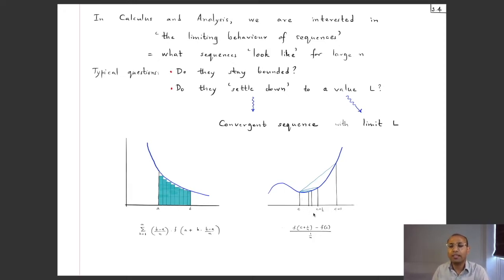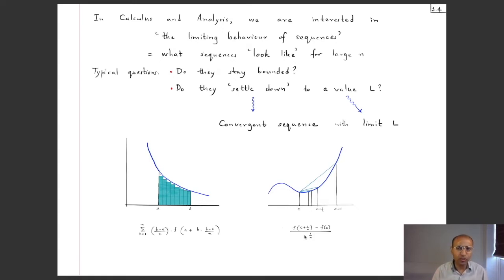If you take a sequence of values here, say I look at the difference quotient for c perturbed by 1 by n, so I look at f of c plus 1 by n minus f of c, divided by 1 by n, and then I look at the sequence whose nth term is this, what is the limiting behavior of this? Assuming that the function is differentiable, this would be the derivative at c.